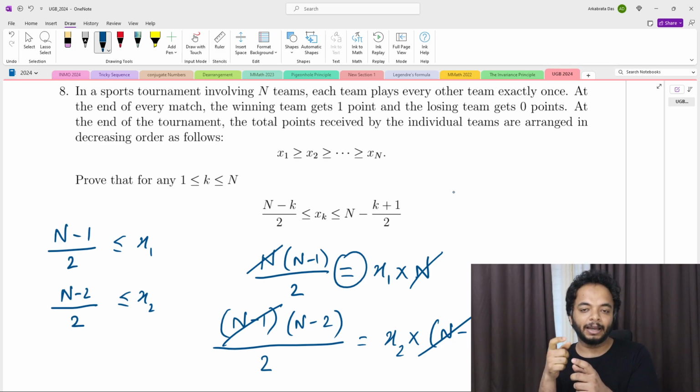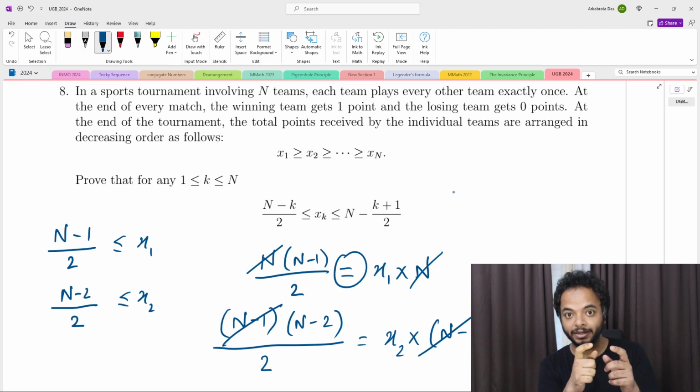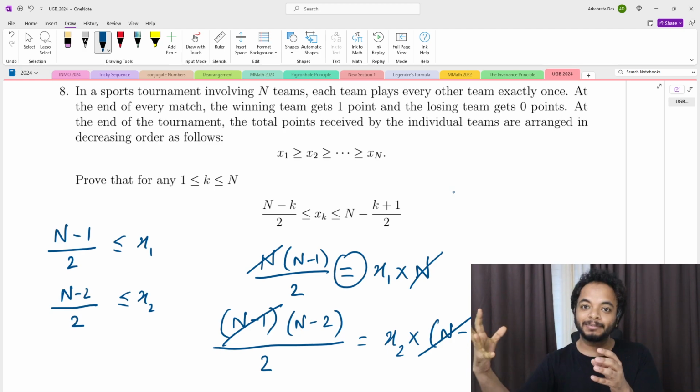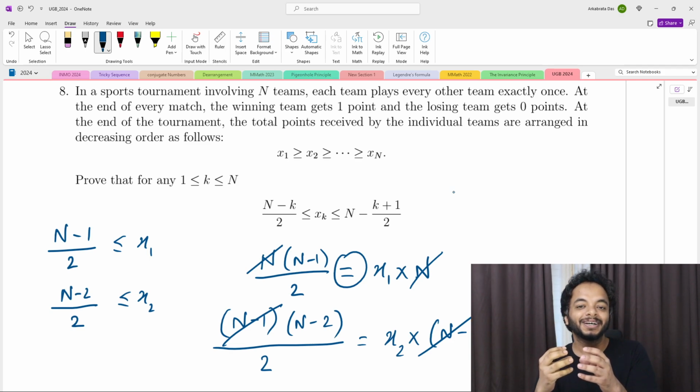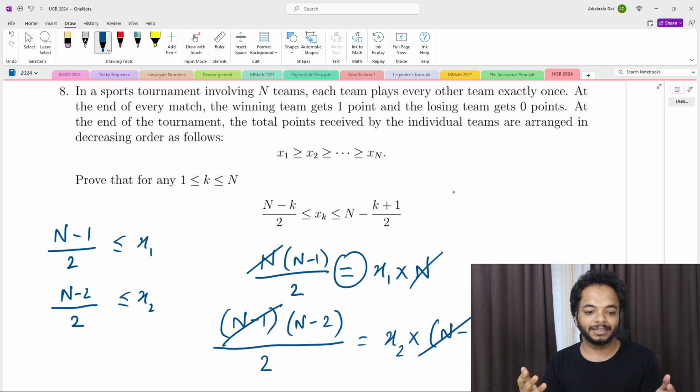For the right hand side inequality, I am trying to concentrate on x1: what could be the maximum number of wins? You can very well see that if x1 tries to achieve the maximum number of wins, it has to ensure that it gets the minimum number of losses. So what is the minimum number of losses? That is 0. So no loss, which means they win all the matches.